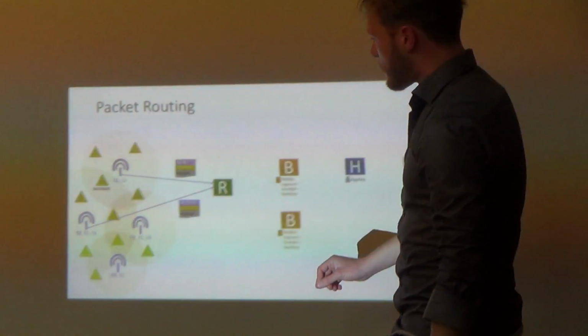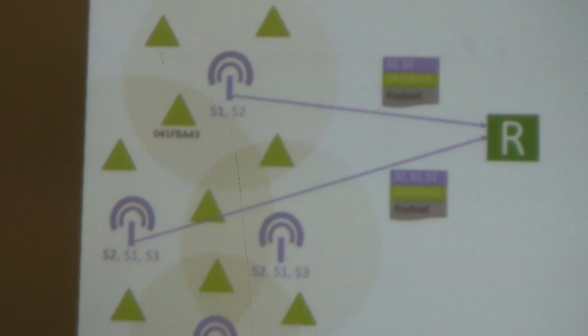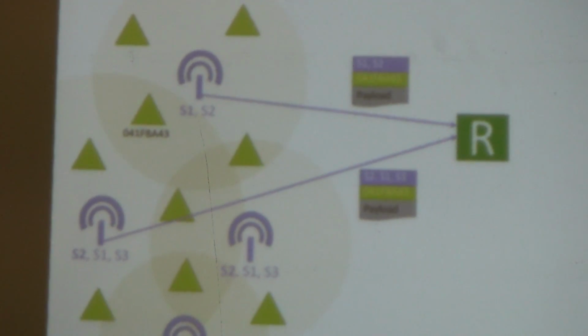But since this node is also in reach of this gateway, which has different segments, it's also picked up by the other gateway, and it may be configured with the same router. So it sends almost the same packet also to the same router. The only difference being that the segments are different.